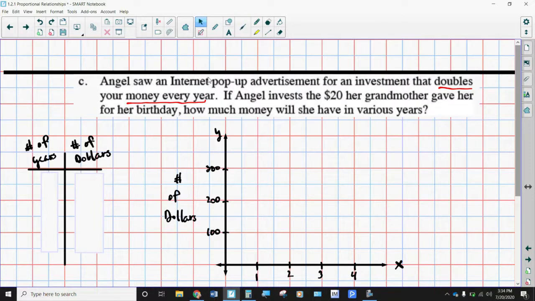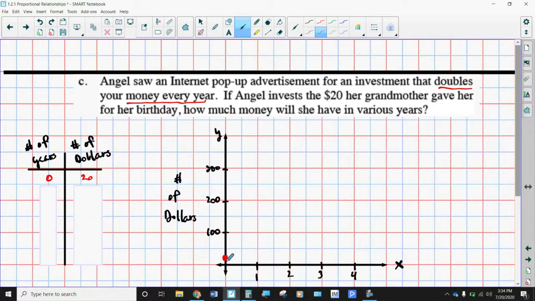It says, Angel saw an internet pop-up advertisement for an investment that doubles your money every year. If Angel invests the $20 her grandmother gave her for her birthday, how much money will she have in various years? Okay, so the very first year, she's got $20 to her name, correct? Oh no, year 0. We have not done the 0. So that's going to be somewhere around here.